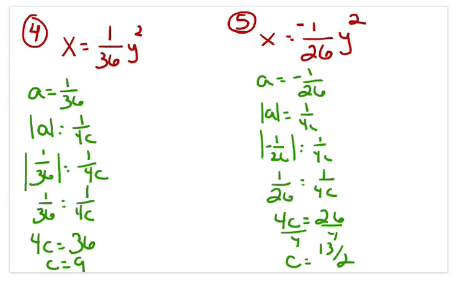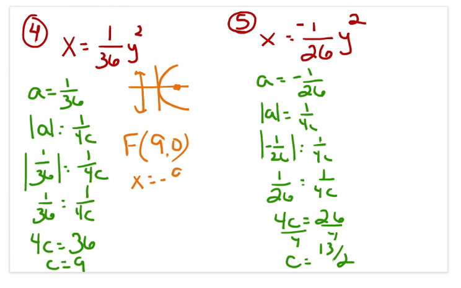Okay, so here for example 4, we get c equals 9. It's an x equals parabola, so it should open left or right. And since A is positive, it should open to the right. So we know our focus should be inside the parabola, and our directrix should be a vertical line. So the focus should be the point (9, 0), and the directrix should be x equals negative 9. Excuse me, the line, not the point.